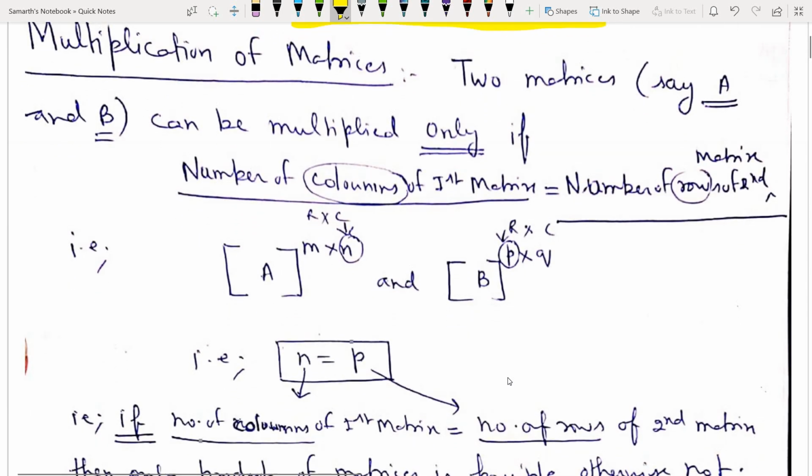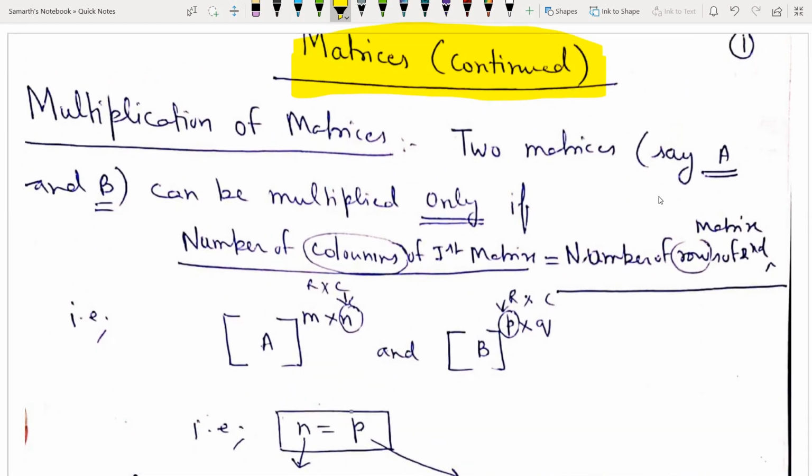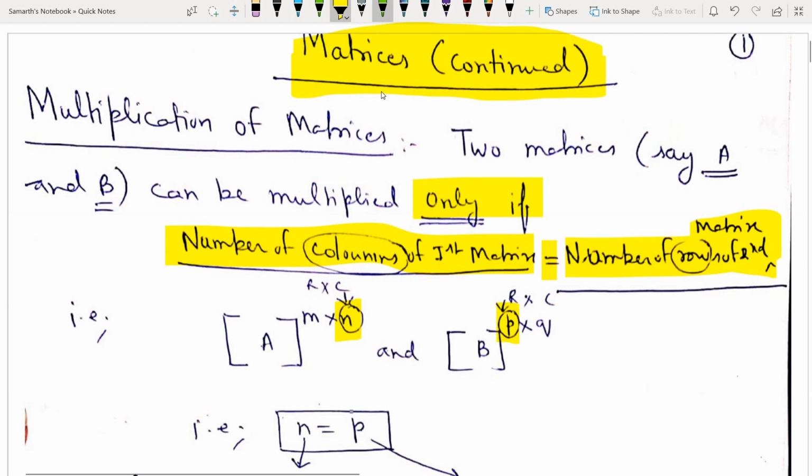So over here you have to understand, just keep this in your mind, that two matrices, suppose A and B, can be multiplied only and only if the number of columns of the first matrix is equal to the number of rows of the second matrix. Just keep this in your mind: number of columns of the first matrix is equal to number of rows of the second matrix.